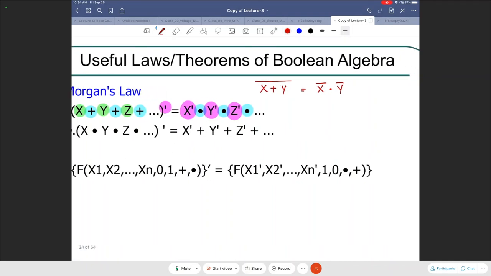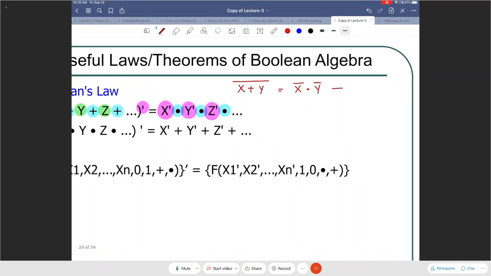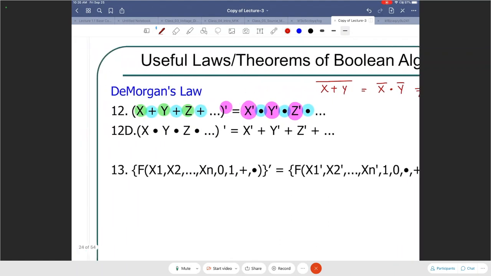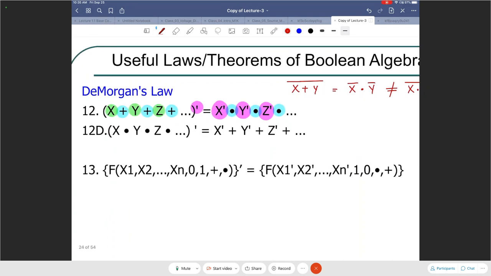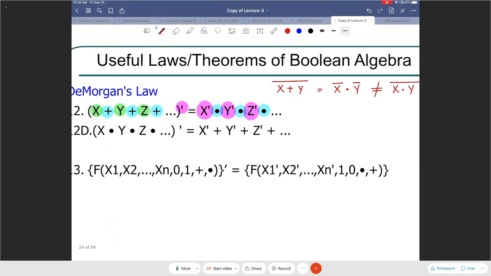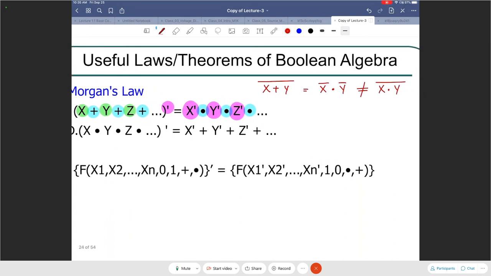One thing that you want to note over here is this is absolutely not equal to that. So that's something that you want to really be careful of. And again, you can check that by using a truth table. Have a column for X, have a column for Y, and then have a column for X complement and Y complement, and then have a column for X NAND Y.